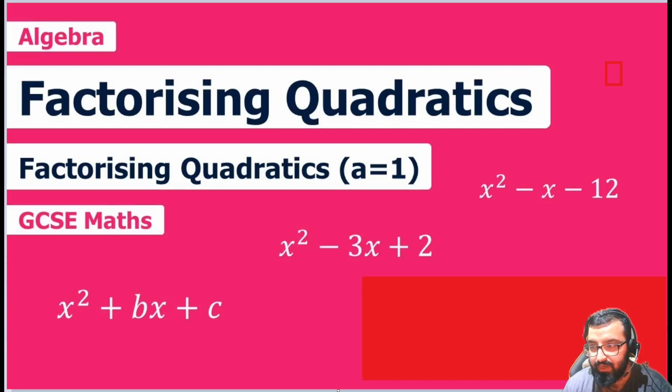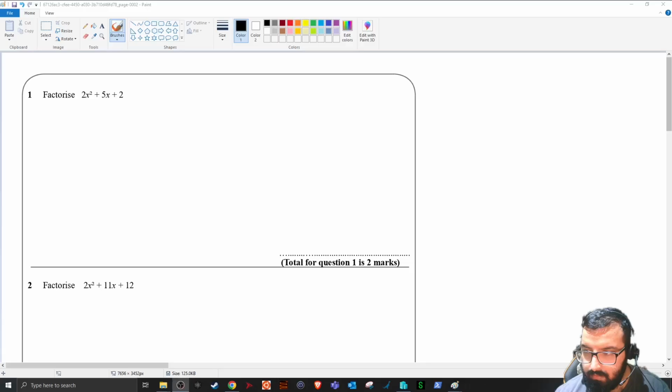Mainly our questions are going to have a look at coefficients that are greater than 1 for x squared, for example. The concepts are the same compared to just factorising expressions with x squared alone, so x squared minus x minus 12 as you can see. But other than that, let's jump into it.